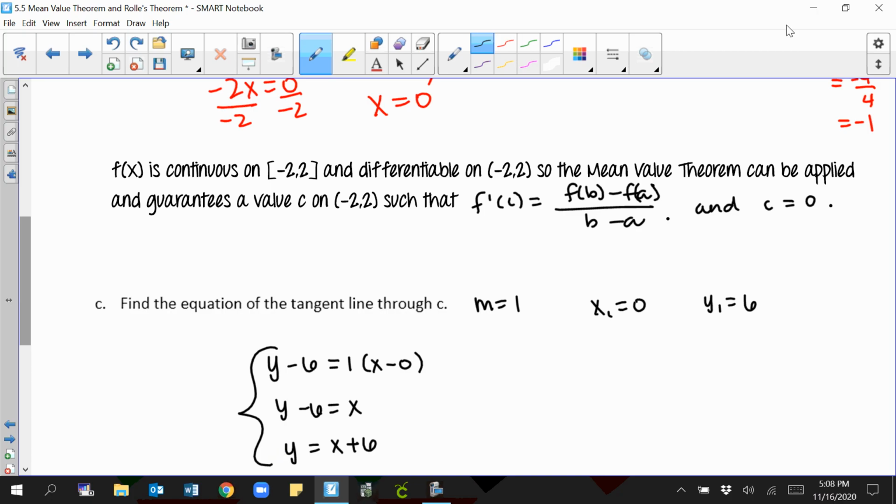Oh, my bad. It's negative 1. Negative 1, that would be a negative, and that would be a negative. Negative 1. All right, so that is example 3. Let's look at example 4.